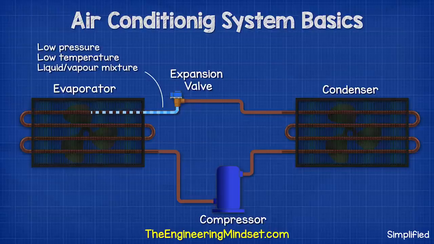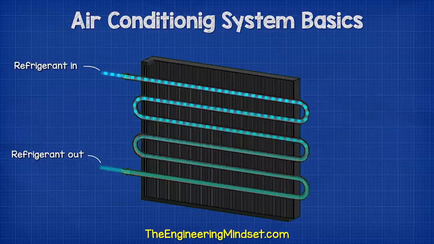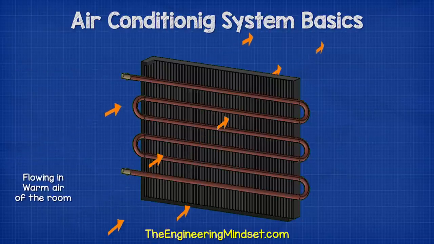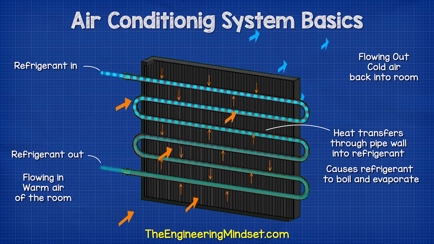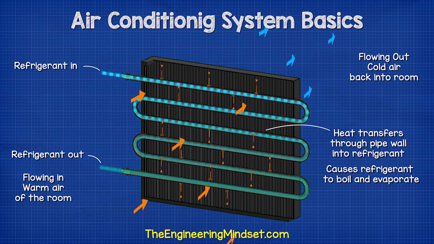So the refrigerant is entering the evaporator as a low pressure, low temperature liquid vapor mixture. It flows on the inside of the pipe, and at the same time, a fan is moving the ambient air of the room over the outside of the pipe. This causes the refrigerant to boil. It will absorb the heat from the air through the pipe wall, and then it evaporates.